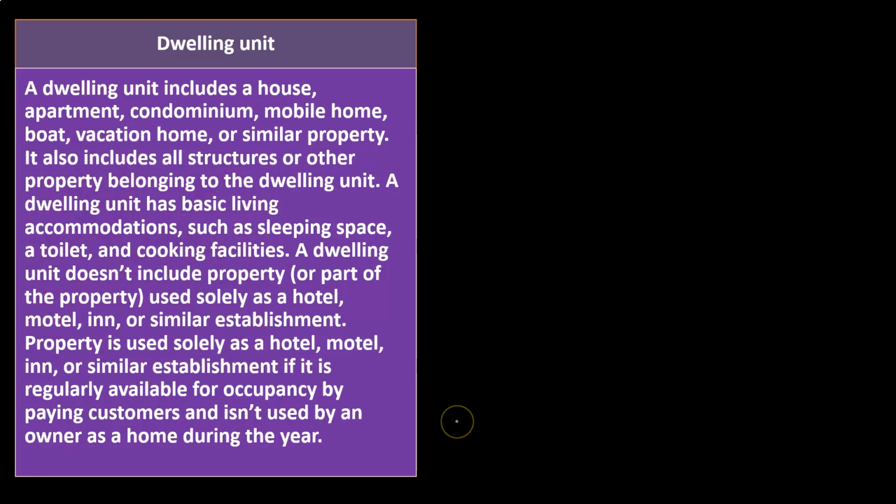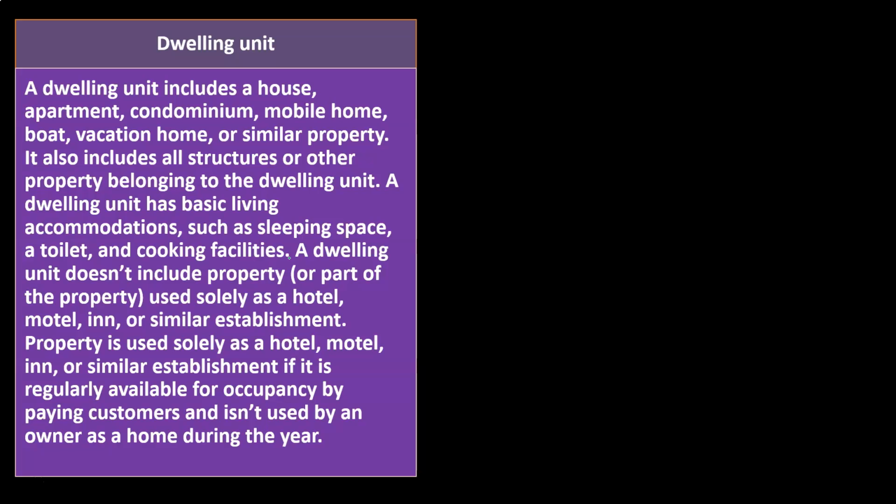Okay, so dwelling unit. So what is a dwelling unit? A dwelling unit includes a house, apartment, condominium, mobile home, boat, vacation home, or similar property. So most things that you would dwell in, living in. It also includes all structures or other property belonging to the dwelling unit. A dwelling unit has basic living accommodations such as sleeping space, a toilet, cooking facilities. So these are the things that you would typically expect to be in a dwelling unit to call it basically a dwelling unit. You've got the sleeping space, you've got the toilet, you've got the cooking facilities.